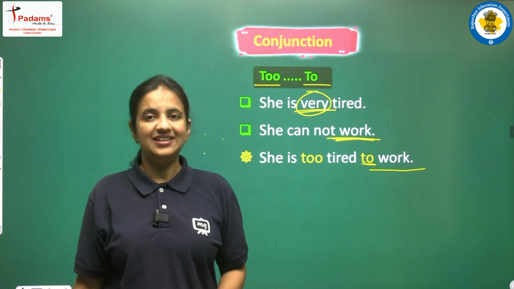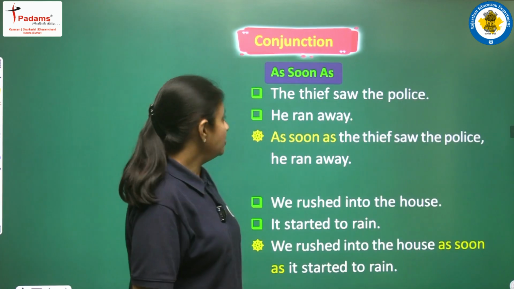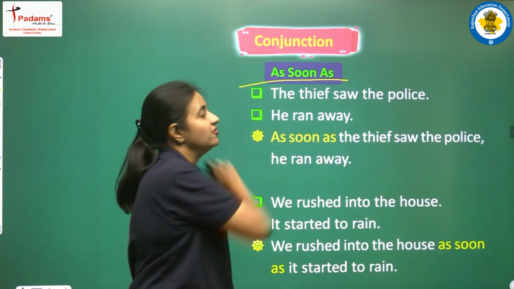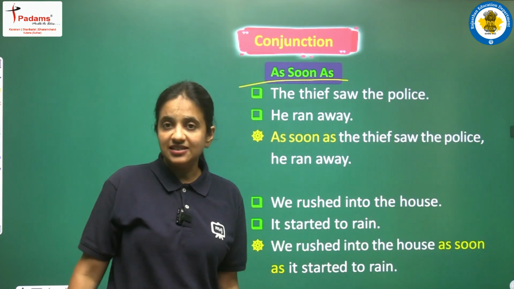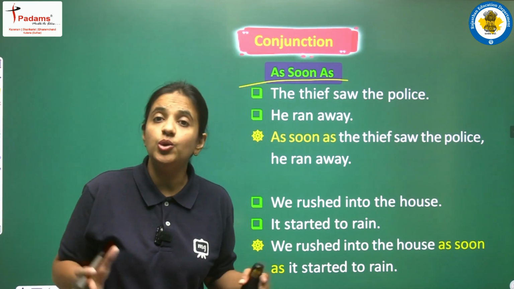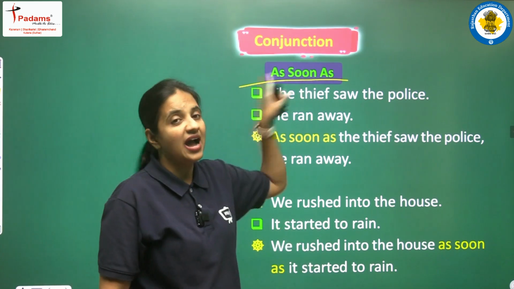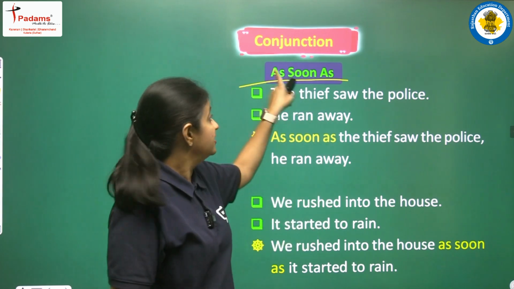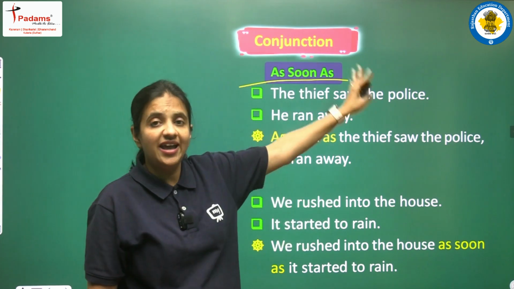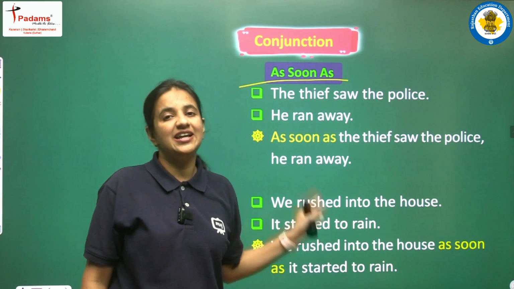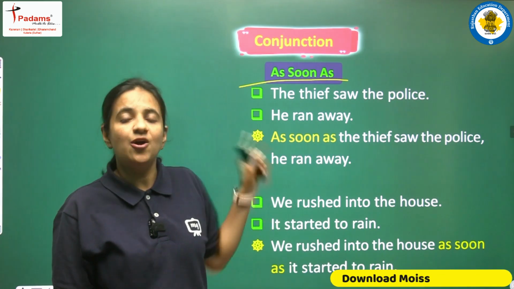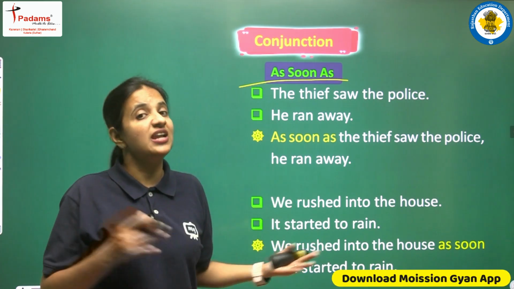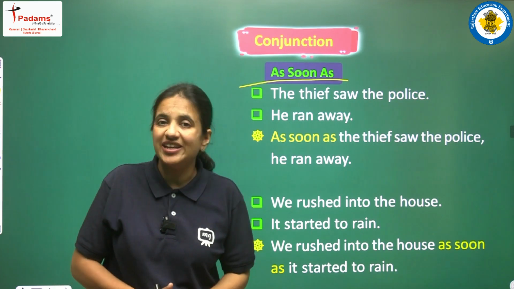Okay. Moving on, so now we are having a new conjunction with us. So now we will see this conjunction, that is as soon as. So now in this conjunction we are having three words, right? They are as soon as. So now let's see the examples that are related with this conjunction. Now try to understand how this conjunction as soon as is used in a sentence.